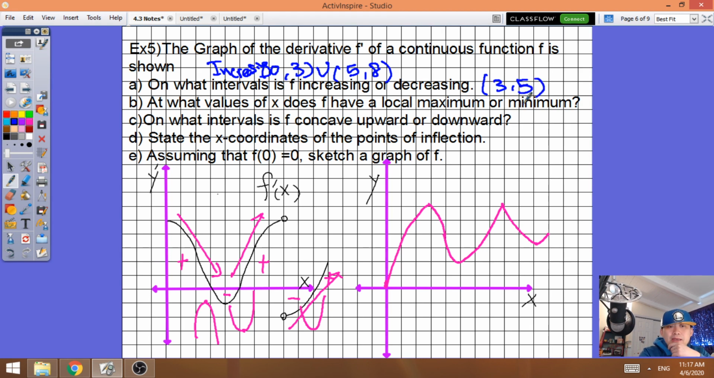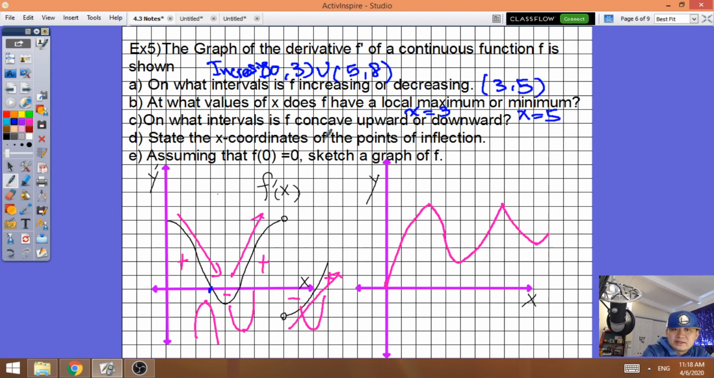And then for part B, at what value of x does f have a local maximum or minimum? We know this part is positive, then negative, so for the original function it's increasing and then decreasing. That means at x equals 3 we have a local max. And for the minimum, it goes from negative to positive, decreasing and then increasing, so at x equals 5 we have a local minimum.